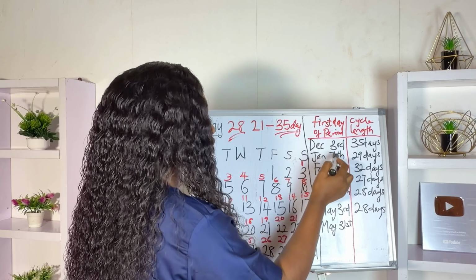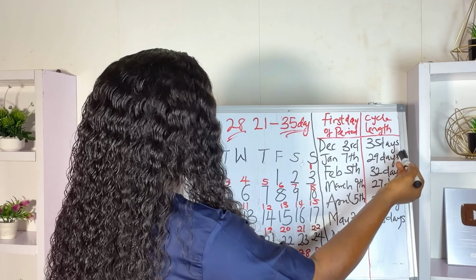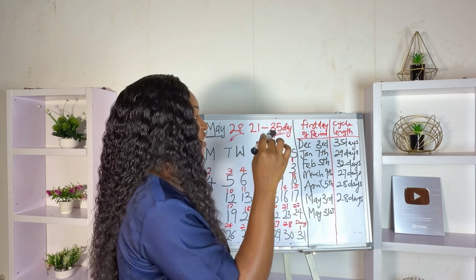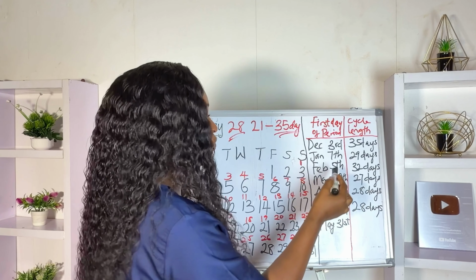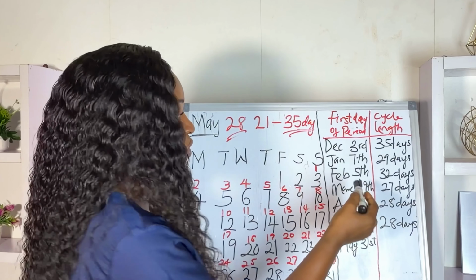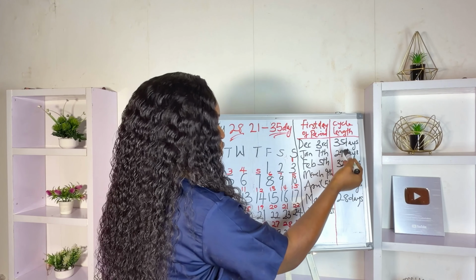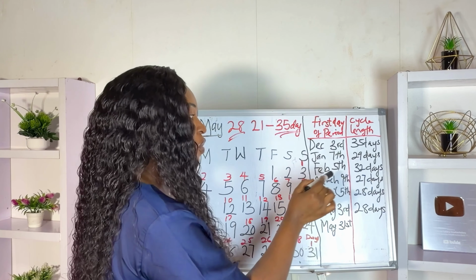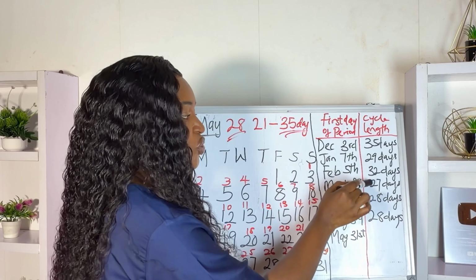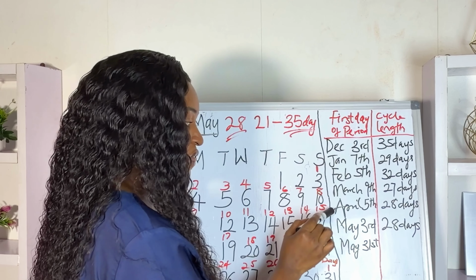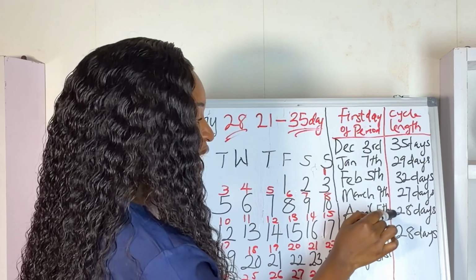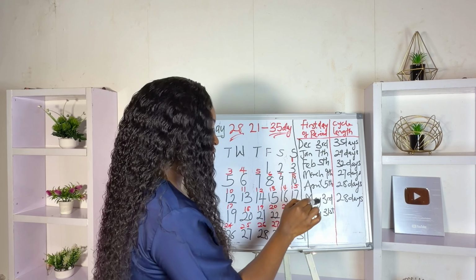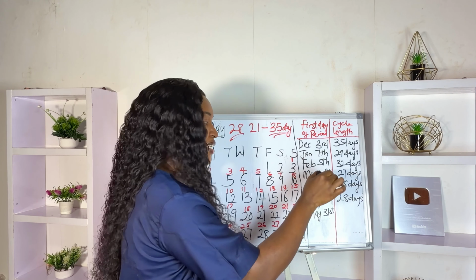Now from January 7th to February 5th, she had a 29-day cycle length. How did we get 29? January 7th was the first day she saw her period in January. Then we counted up to 4th of February, which was a day before the next period. That was how we got this 29. From February 5th to March 9th, she had a 32-day cycle. From March 9th to April 5th, she had a 27-day cycle. From April 5th to May 3rd, she had a 28-day cycle. Now, this is a recent cycle. So from this May 3rd to May 31st, she still had a 28-day cycle.